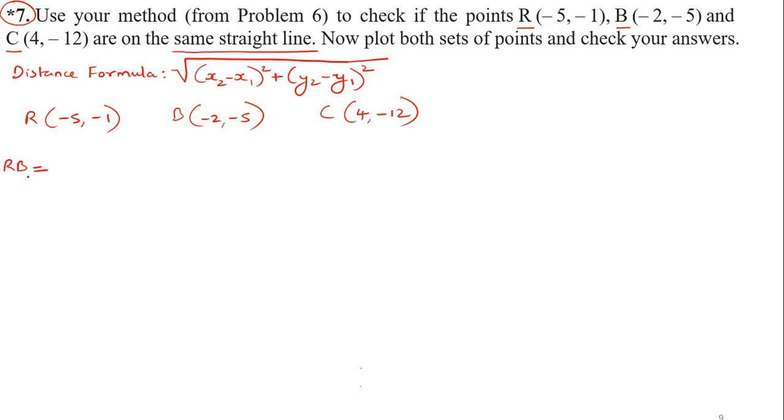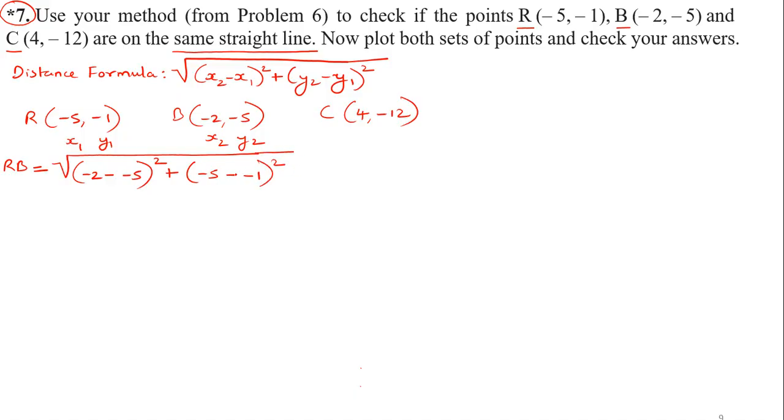So RB distance we will find, and for that we will consider this as x1 y1 and this as x2 y2, and we will use these coordinates in this formula and we will find the distance of RB. So we will do that here. Now x2 is minus 2, minus x1, which is minus 5, so again minus 5 square, plus y2, which is minus 5, minus y1, which is minus 1, again minus 1, the whole square.